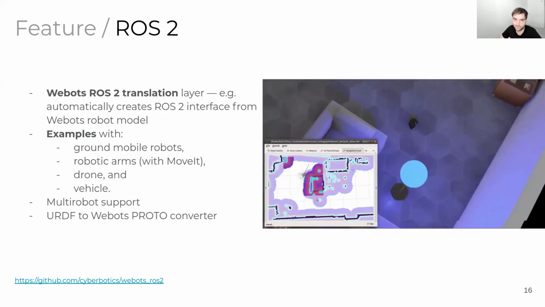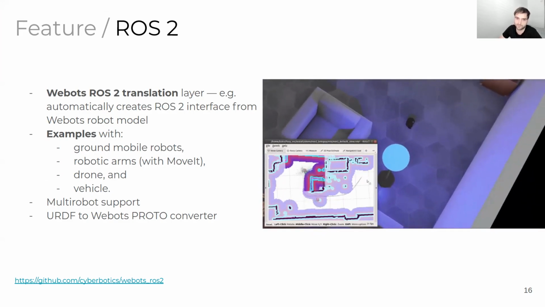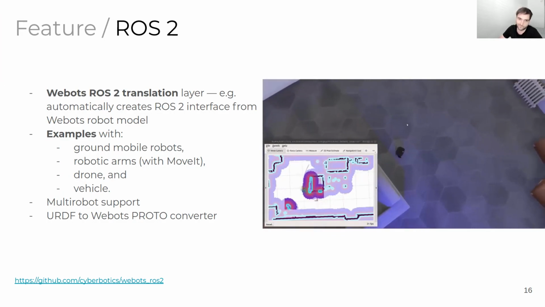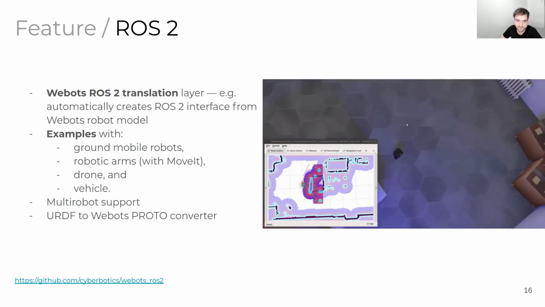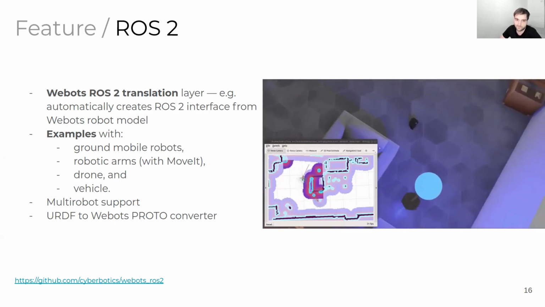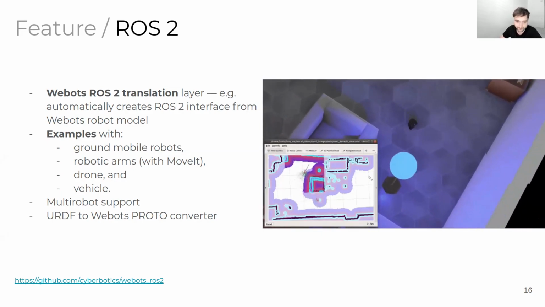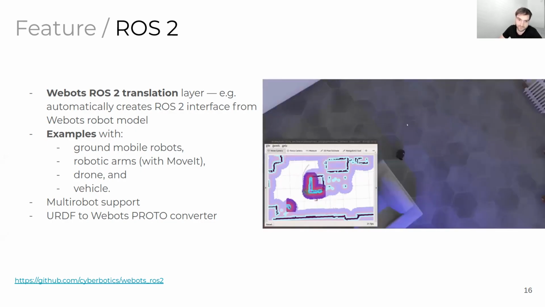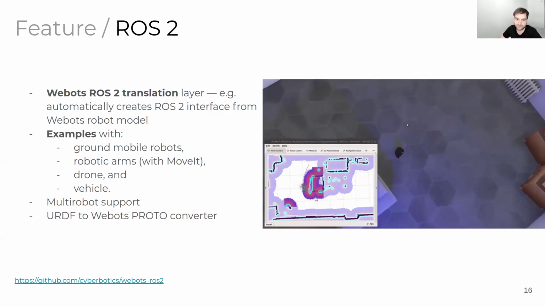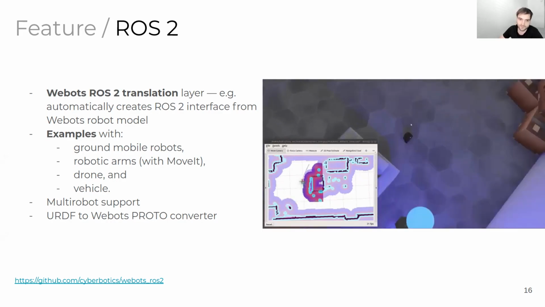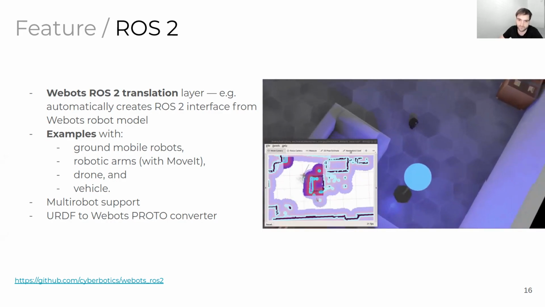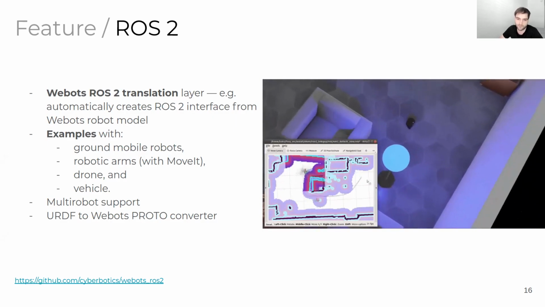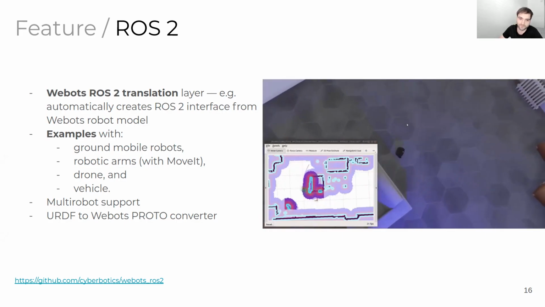We also provide a lot of examples. So we have many examples of ground mobile robots. We also have a lot of examples of robotic arms. And we have one example of a drone and a vehicle. It supports multi-robot systems. And we have a tool which converts URDF to Webots PROTO. So a Webots PROTO is equivalent to Xacro in ROS.